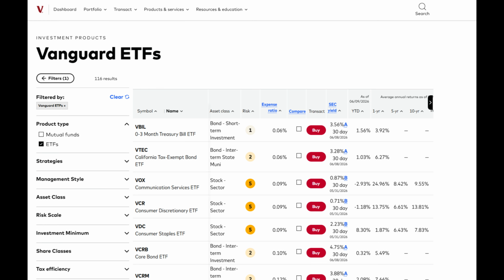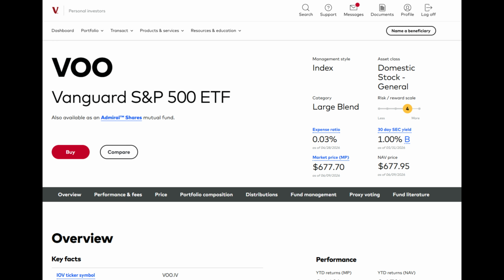Now let's answer the question every new investor asks: how do I choose the right ETF? Instead of chasing the hottest ETF, I look at 4 criteria. Number 1, expense ratio. This is the annual fee charged by the fund. Lower is generally better. Many Vanguard ETFs charge only a few hundredths of a % annually.